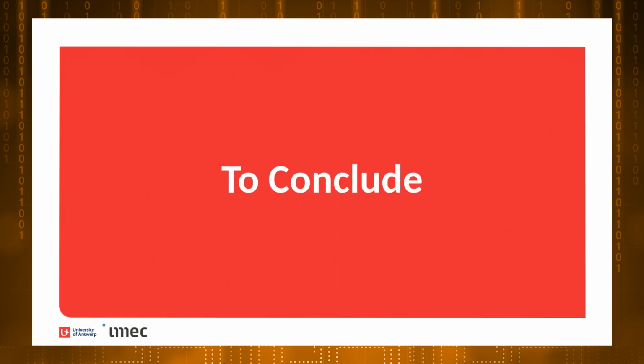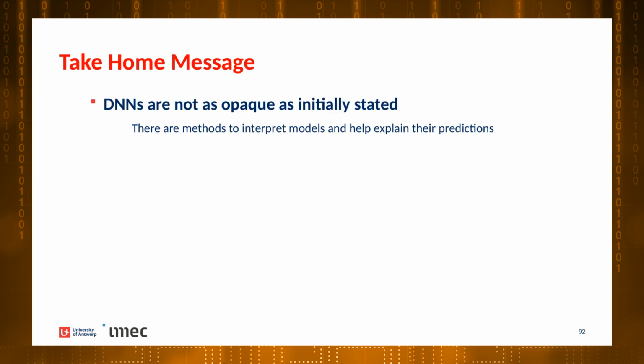So to conclude, I hope that with this talk it is clear that deep neural networks are not as opaque or black boxes as it was initially stated back in 2012. There are several methods to interpret and help explain the predictions of these models. However, they are not perfect, as I tried to state in the last part.